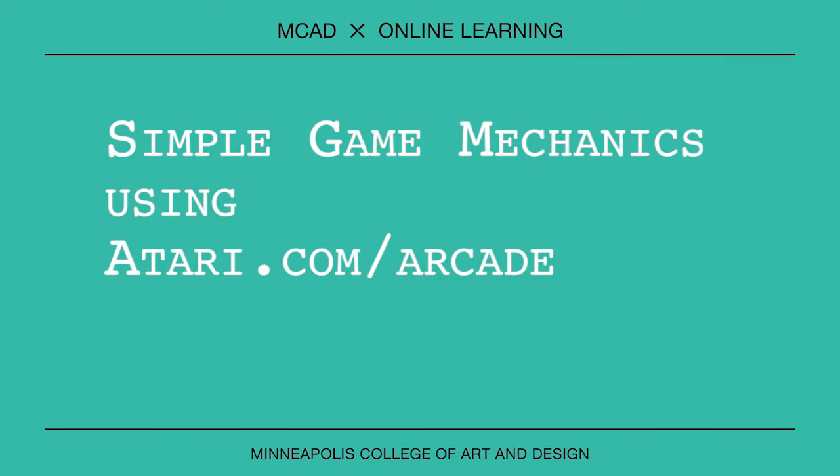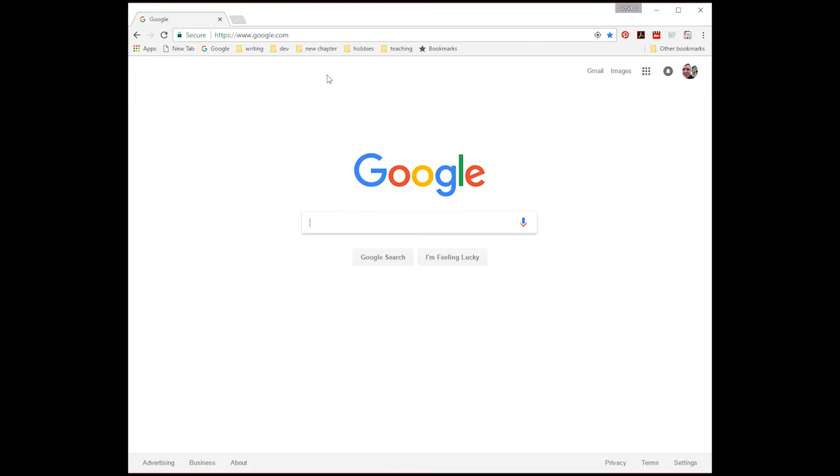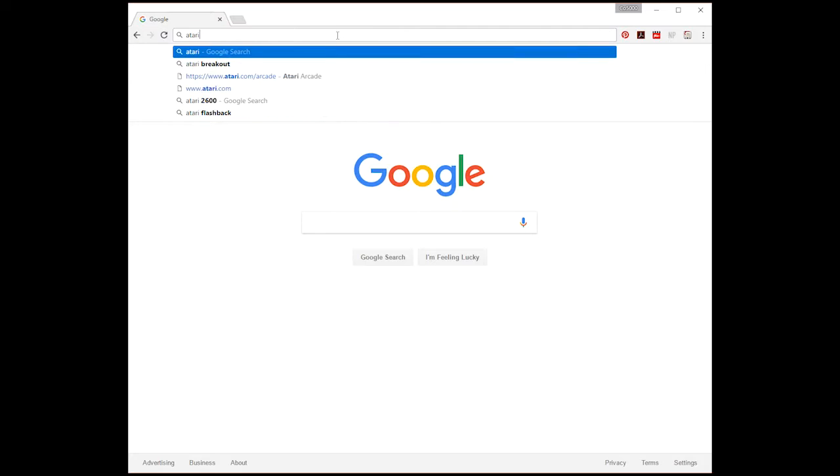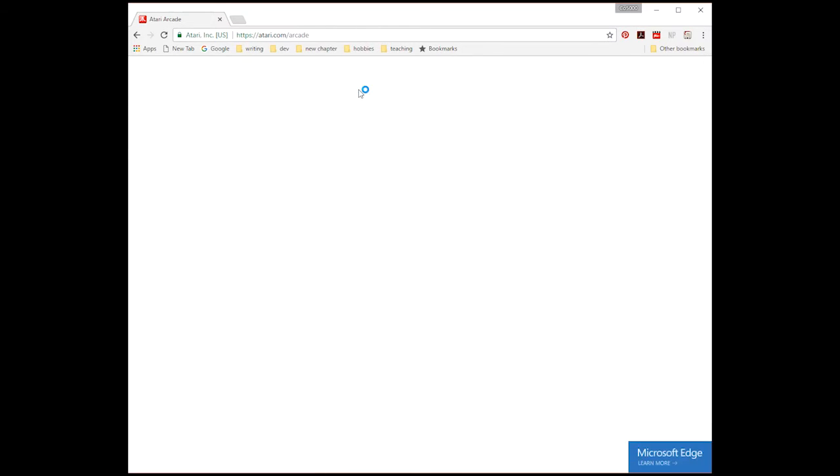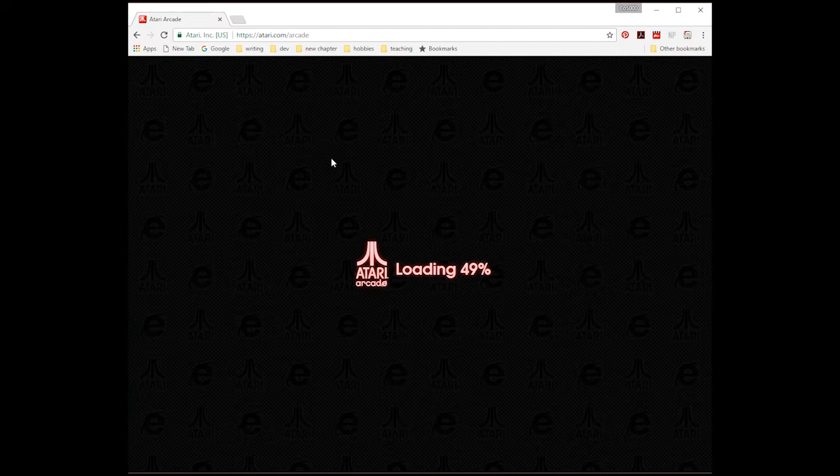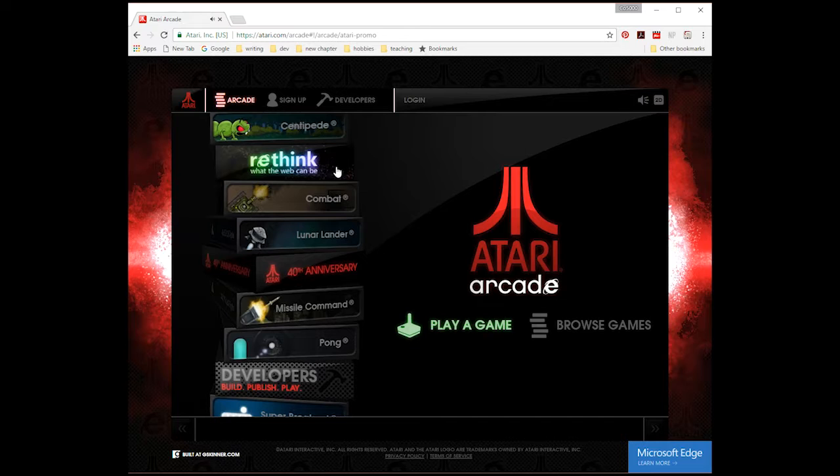Now, for this first assignment, just to get our head around these different categories and the sort of actions that take place within them, we're going to start with a very simple game. So go to atari.com/arcade, ARCADE, and choose a game. There's a whole list of the old school Atari 2600 style games on there.